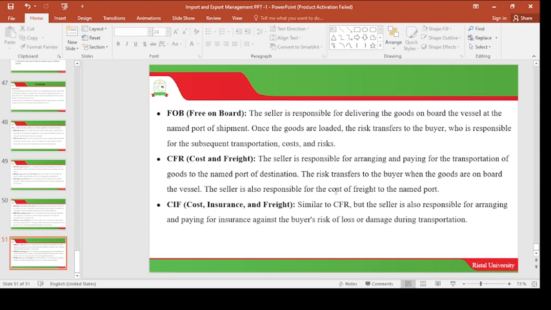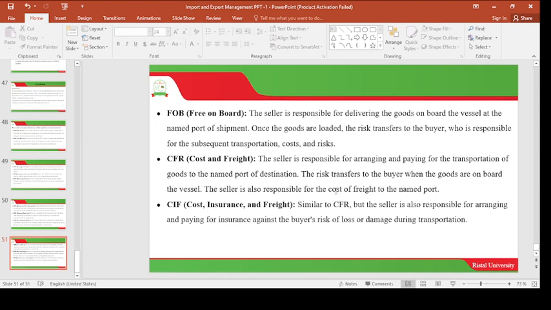Then there's also another one, that is CFR, that is cost and freight. Cost and freight means that the seller is responsible for arranging and paying for the transportation of goods to the named port of destination. The risk transfers to the buyer when the goods are on board the vessel. The seller is also responsible for the cost of freight to the named vessel. The risk is on the buyer, but the arrangement for transportation of these goods using a particular vessel is borne by the seller.